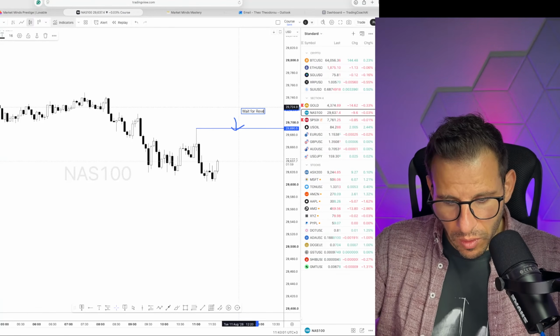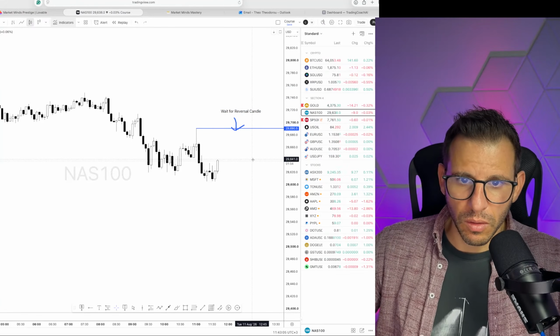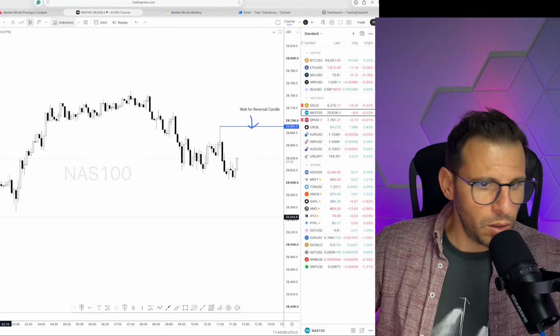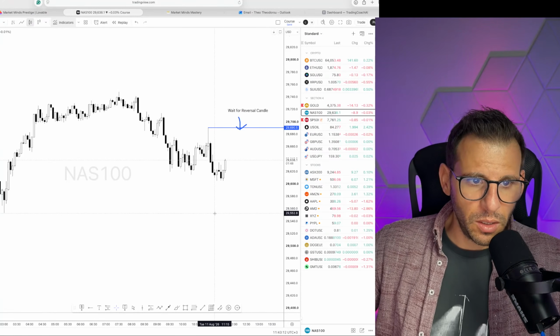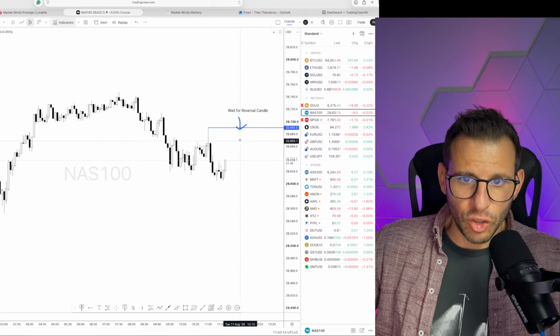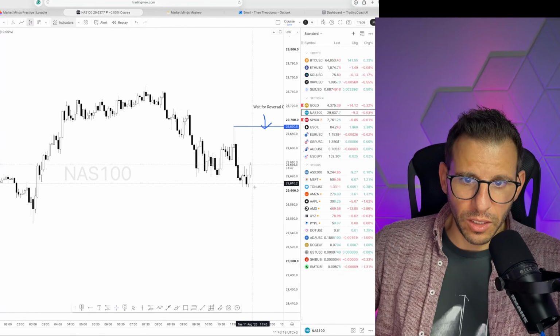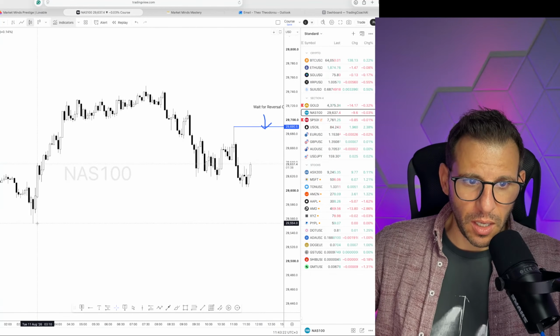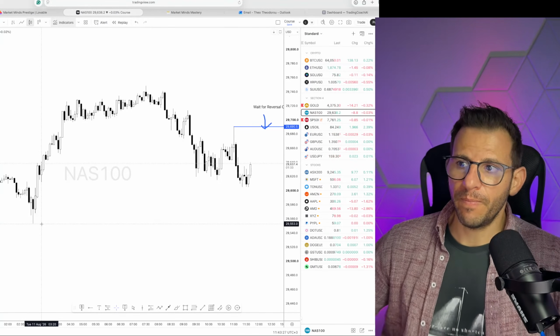Wait for a reversal candle here, because if we get an entry somewhere there is plenty of room to make a 2-to-1 and 3-to-1 until the price can reach this level.